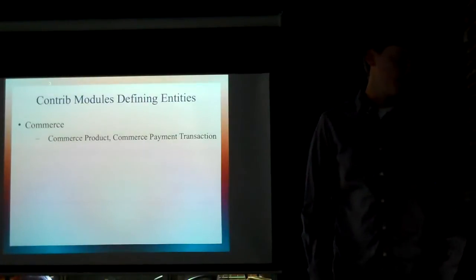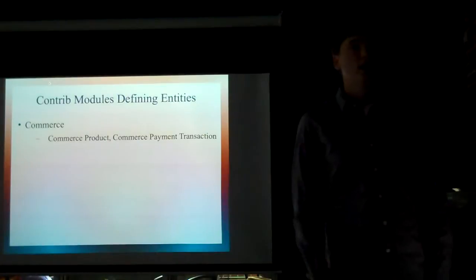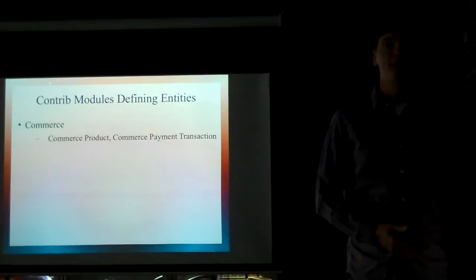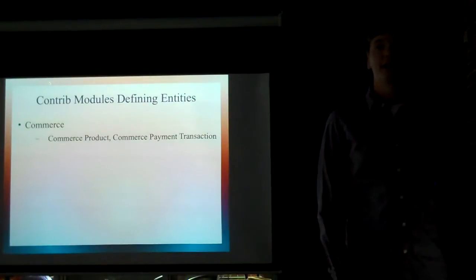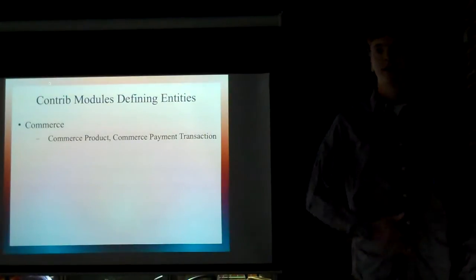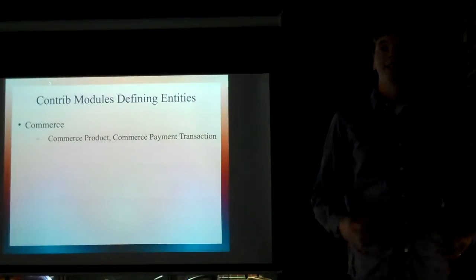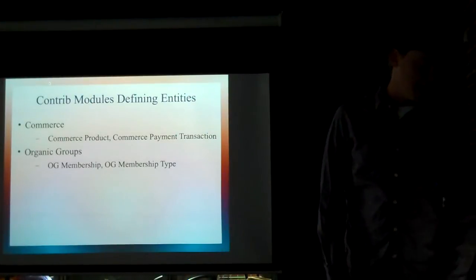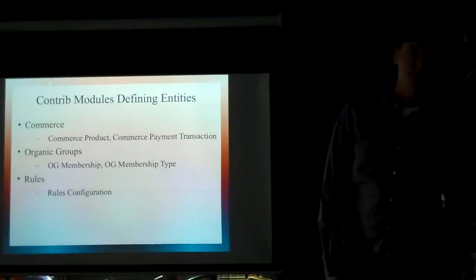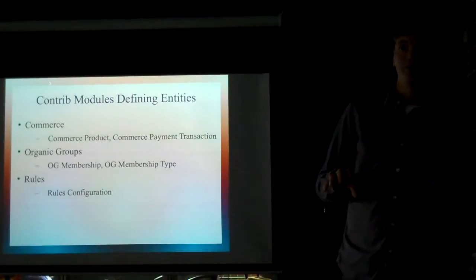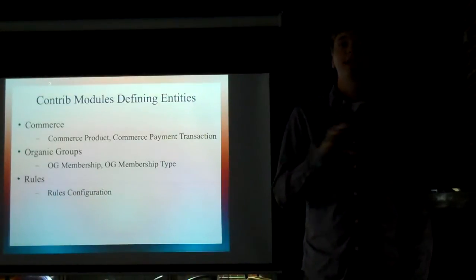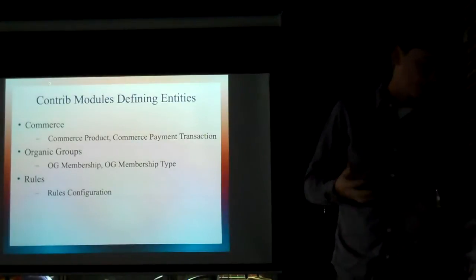So just a few examples of contrib modules that define entities. Now, of course, you can't have any of these in Drupal 6 because entities didn't exist. So only the Drupal 7 version of these modules will do this. Drupal Commerce is a great example. They use entities extensively. So you've got a product, a payment transaction, and there are a whole bunch of other things that Commerce defines as entities. Organic Groups, you've got memberships and membership types that are entities. Rules, you've got rules configuration. So actually when you create a rule in the UI, that's actually an entity, or when you export it, that's actually an entity. And so there are all kinds of things you can do with that.